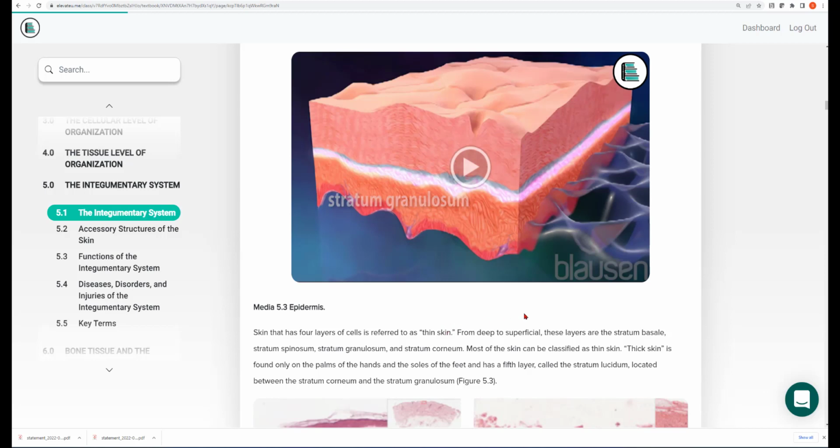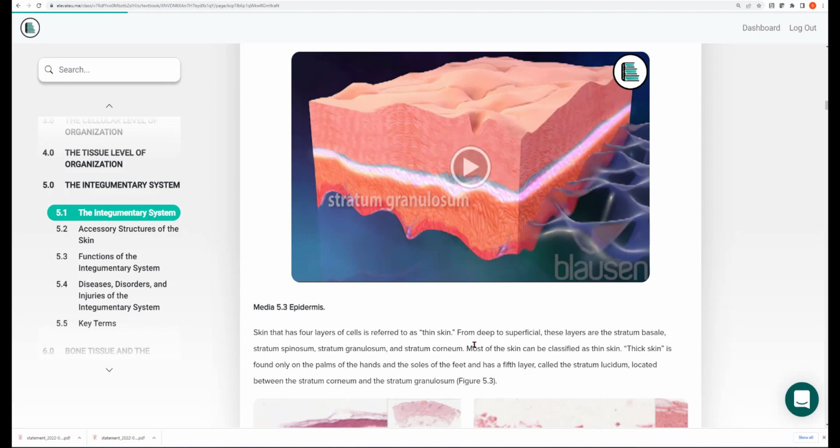From deep to superficial, there's the stratum basale, the basal layer, right? The basal or the basement layer. Then there's the stratum spinosum, the stratum granulosum, very granular in appearance, and then the stratum corneum.